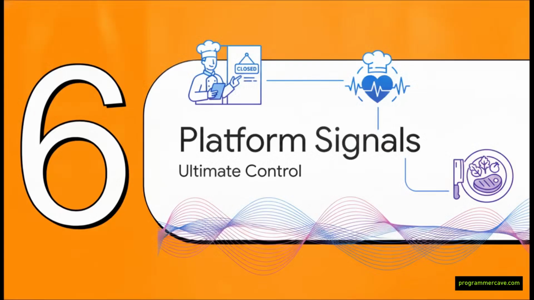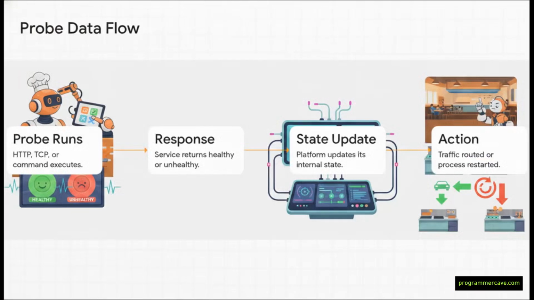Which brings us to our final section, Part 6, Ultimate Platform Control Signals. The big takeaway here is understanding exactly how these 3 checks work together to stabilize the whole operation. These probes are way more than just simple HTTP endpoints. They are fundamental control signals for your platform.